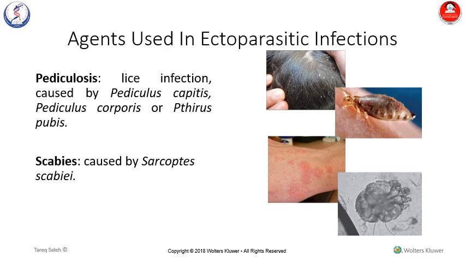Lice infections can take different forms depending on the causative organism, and they can be caused by Pediculus capitis, resulting in head louse, Pediculus corporis, which results in body louse, or Pthirus pubis, which results in lice infection of the pubic area.